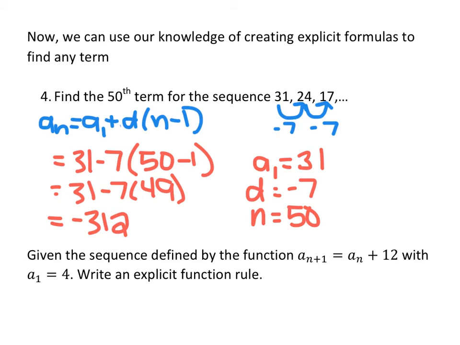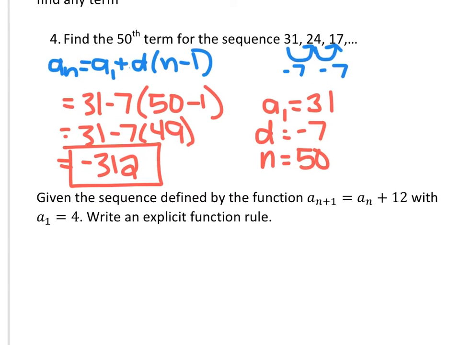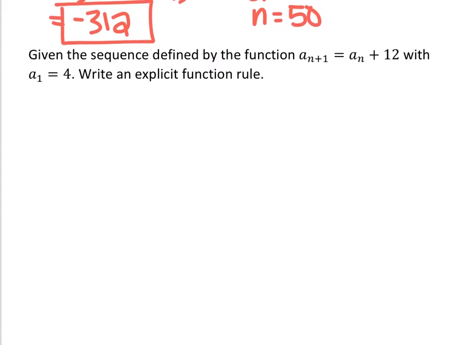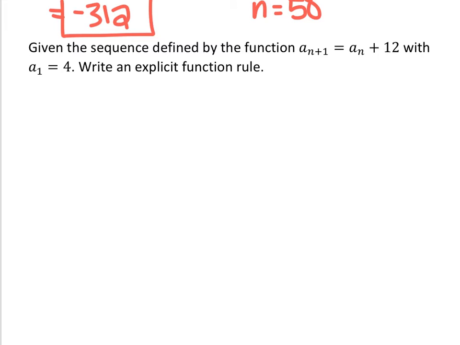So our 50th term for that sequence will be negative 312. Given the sequence defined by the function a n plus 1 equals a n plus 12, with a1 equals 4, write an explicit function rule.